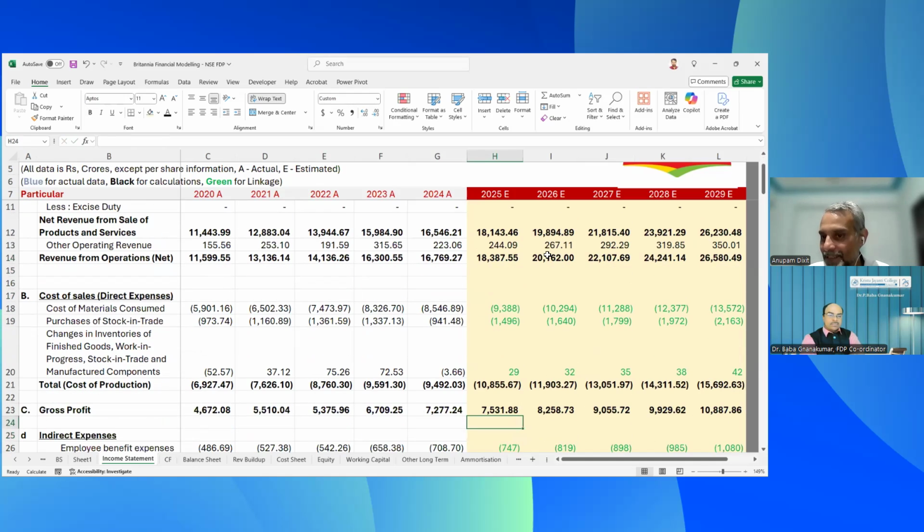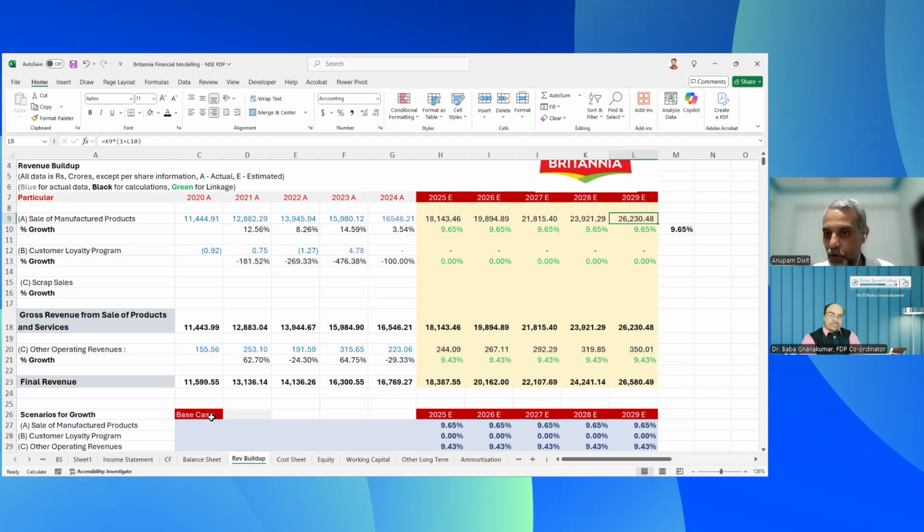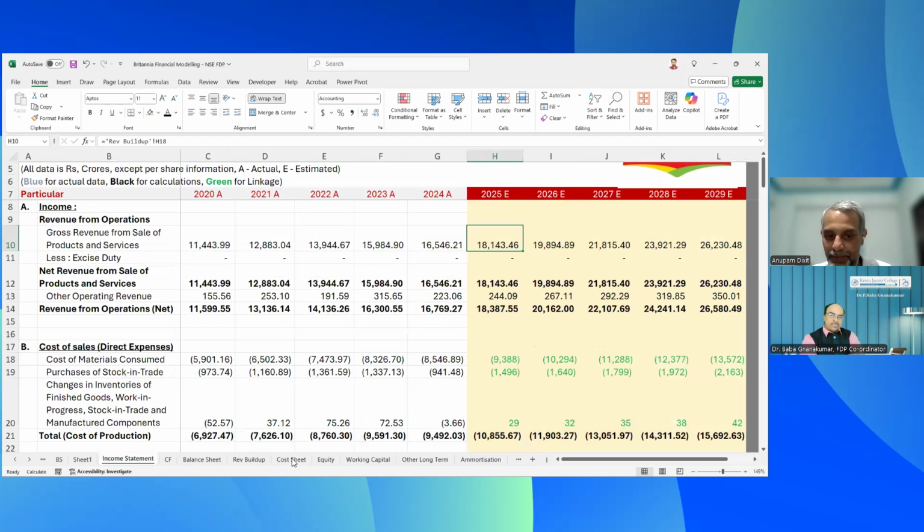Then the first step in our three-statement financial modeling is we start with this revenue, right? That is going to be the driver for all of our later financial modeling. This revenue is the key, which is important here. So we have figured out a way for revenue where we have also designed a certain scenario build-up. We can change the scenario, and the moment I change it here, the value in our income statement will also change.